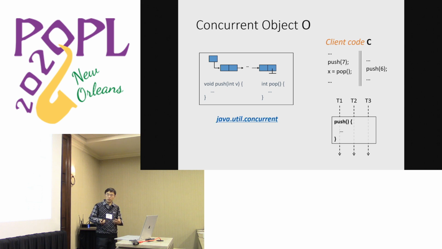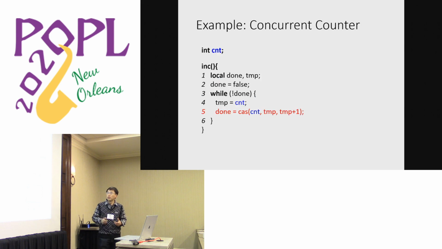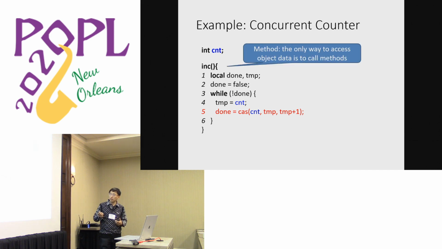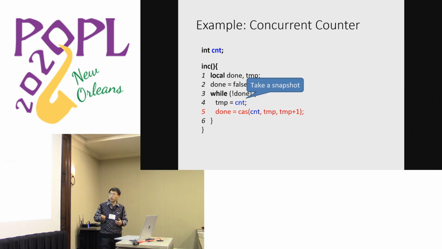There are many real-world examples of concurrent objects. For instance, in the concurrency package of Java, we have many implementations of concurrent objects. Here we just show one simple example, a concurrent counter. This integer representation of the counter is the object data, and inc is a method which increments the counter by 1. It is a very simple algorithm, but it accesses the shared variable counter without using locks. So it's a non-blocking implementation of a counter.